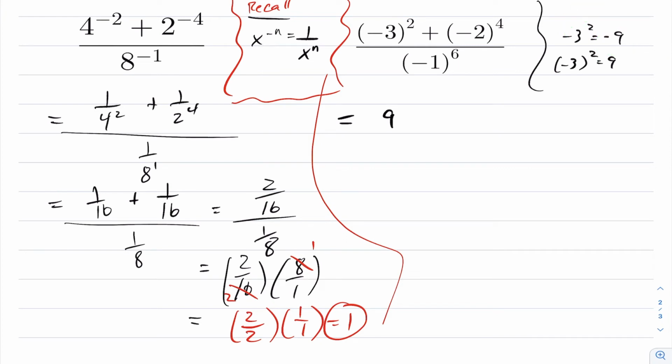Now if I go to the next expression, I have negative 2 quantity to the power of 4. That's going to be plus 16. And in the bottom we'll have a 1. So this whole thing comes out to be 25. Let's take a look at another example.